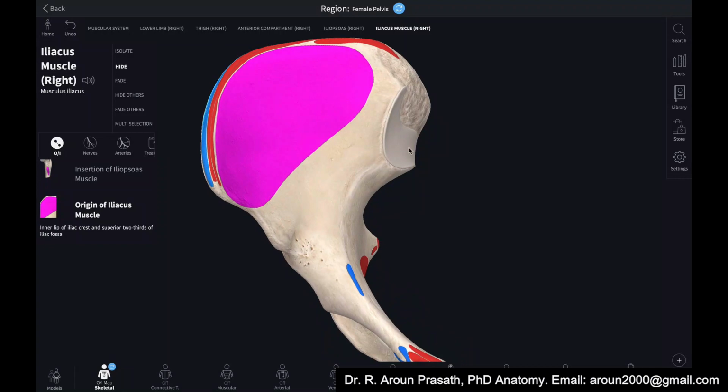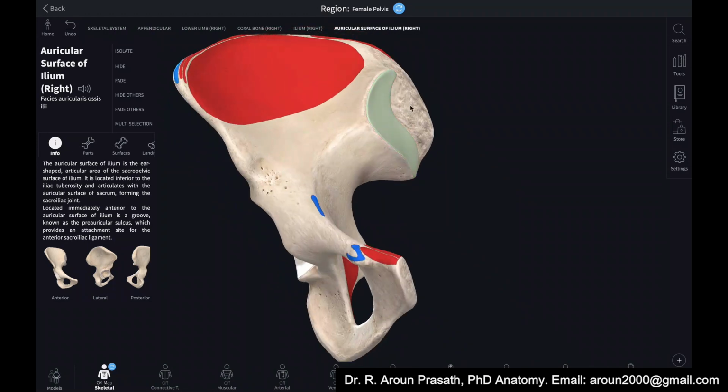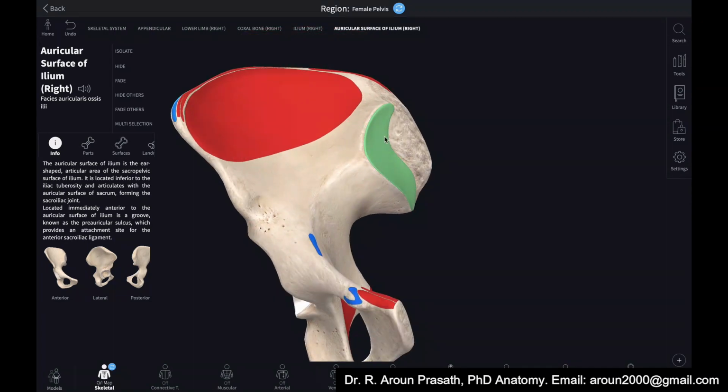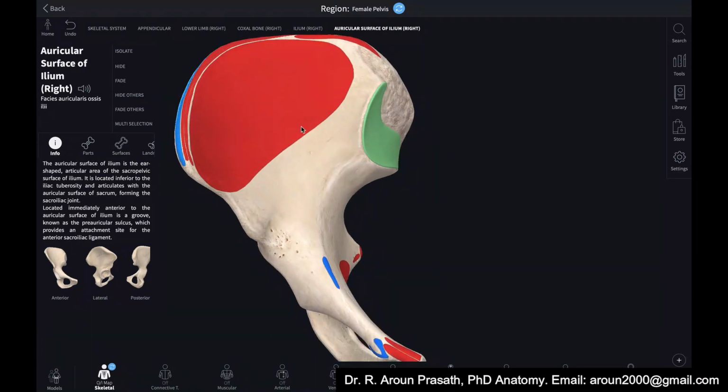Now this area is the articulating surface of the ilium, where the sacrum is articulating. The sacroiliac joint is said to be the strongest joint in the body, and it is somewhat special. It is partly synovial and partly cartilaginous joint. If you keep the sacrum here, you will know. So let's not discuss the joint now, let's focus on the bones alone.